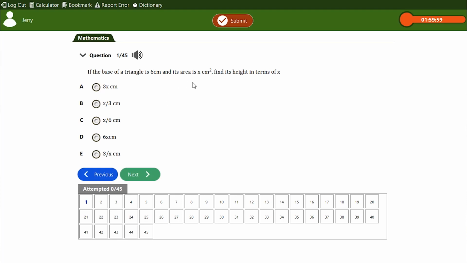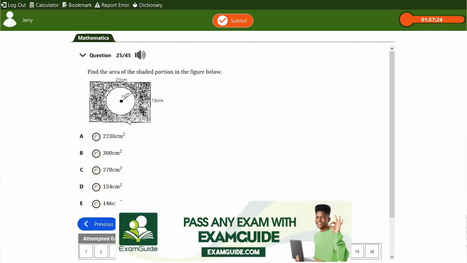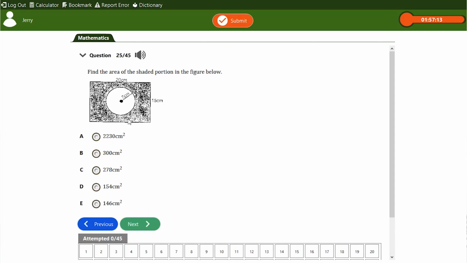All right, if the base of a triangle, no, we are not looking at a triangle. So let's look at this. We have something technical there. This question says we have a shape, a figure. Some parts of it are shaded, while some parts are not shaded. So we are asked to find the area of the shaded portion in the figure below.